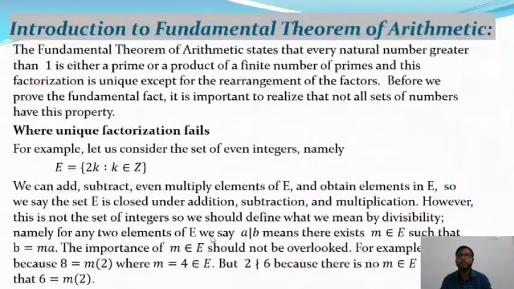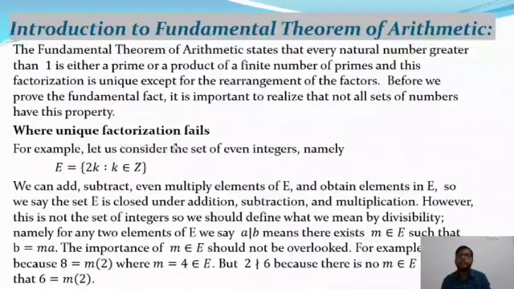And after that we will discuss the fundamental theorem of arithmetic. The fundamental theorem of arithmetic states that every natural number greater than 1 is either a prime or a product of a finite number of primes. And this factorization is unique except for the arrangement of the factors. Before we prove this fundamental fact, it is important to realize that not every set of numbers has these properties. So the fundamental theorem of arithmetic says every natural number greater than 1 is either a prime number or a product of a finite number of primes. This is called the fundamental property of arithmetic.